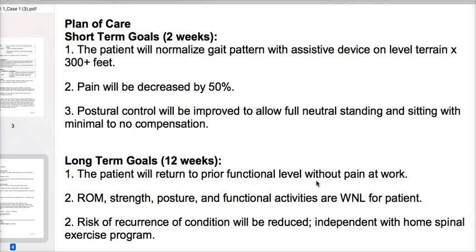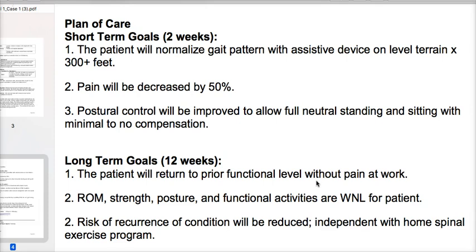Gait, right? Assisted device on level terrain by 300 feet. Short-term goal, 2 weeks. Decrease pain by 50%. Decreasing pain, that's talking about low back pain, pain radiating down the right side, right leg. Goal would be centralization, as discussed in lab, weeks 2, 3, and 4.